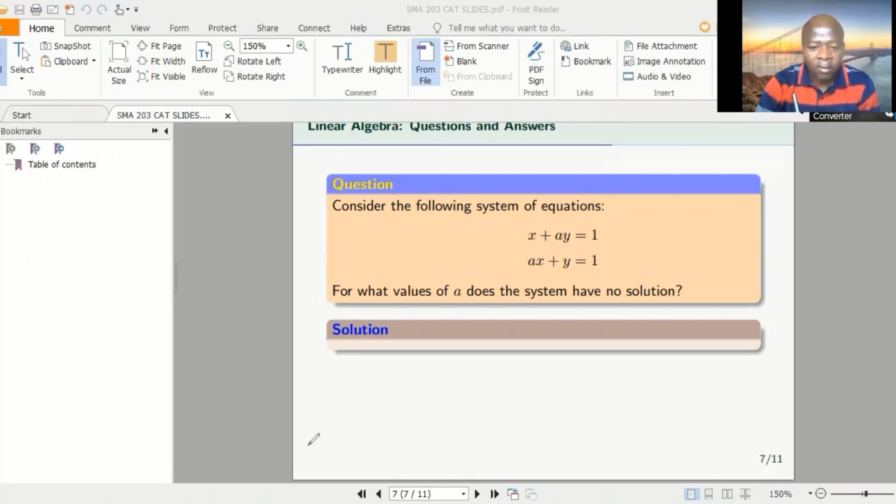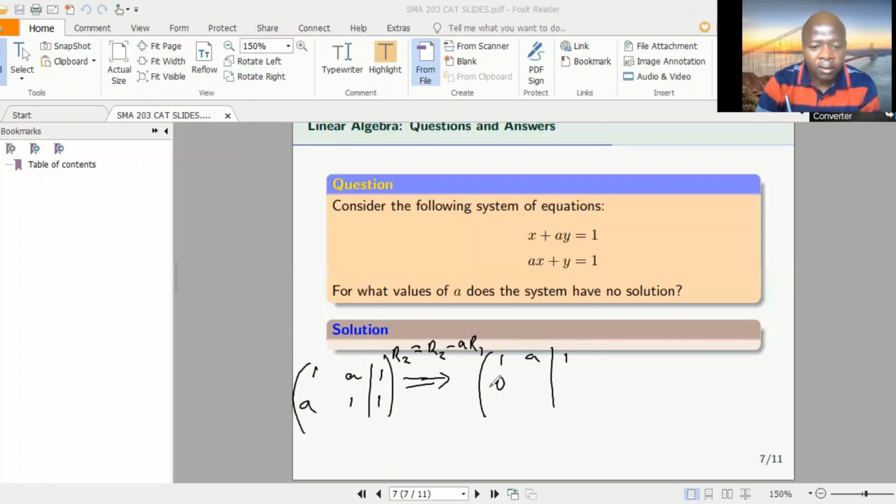We do the same way we did an earlier question by first of all reducing the augmented matrix that can be extracted from here to row echelon form. Let's just get the augmented matrix. This is our augmented matrix. Reduce this to echelon form. So I want to use this one to create a 0 here. So to get the new row 2, I need the current row 2 minus A row 1. So row 1 remains the way it is, and then multiply this by A and subtract from this to get a 0. This by A, subtract from this to get 1 minus A square. And this by A, subtract from this, you have 1 minus A. And this is the echelon form of this matrix.